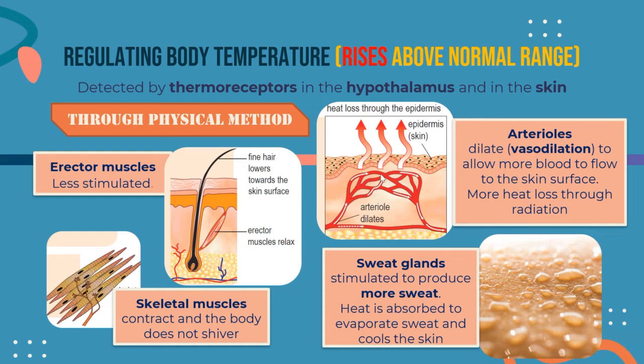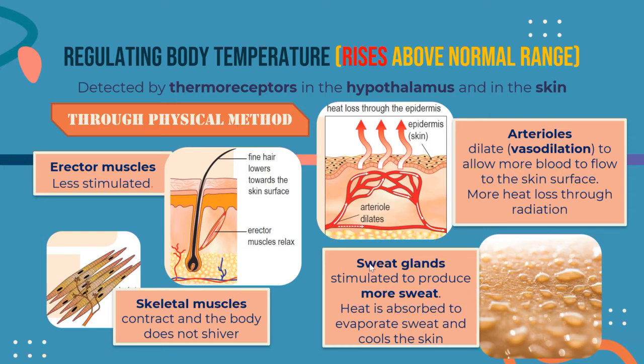Alright, so this is our arteriole. This arteriole will expand and it will allow more blood to flow to the skin surface, and the heat is lost through radiation through the epidermis. Okay, and the last one.